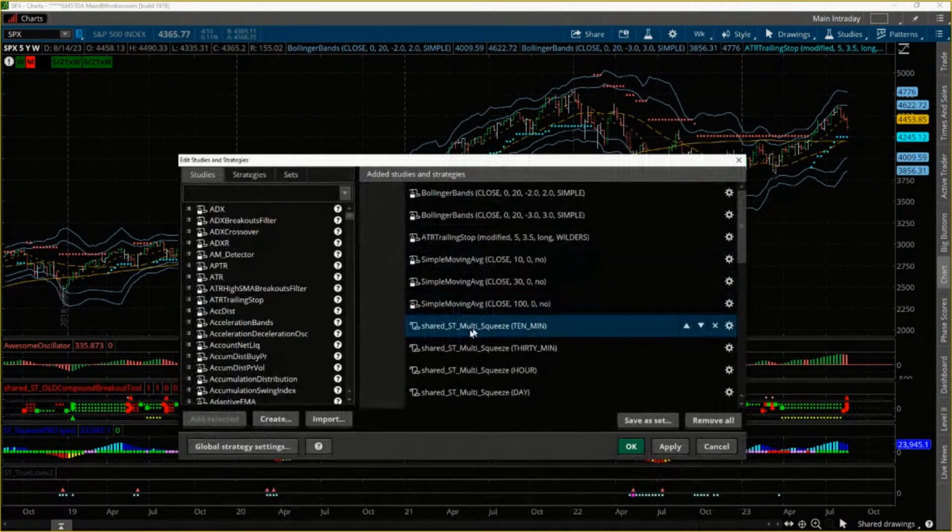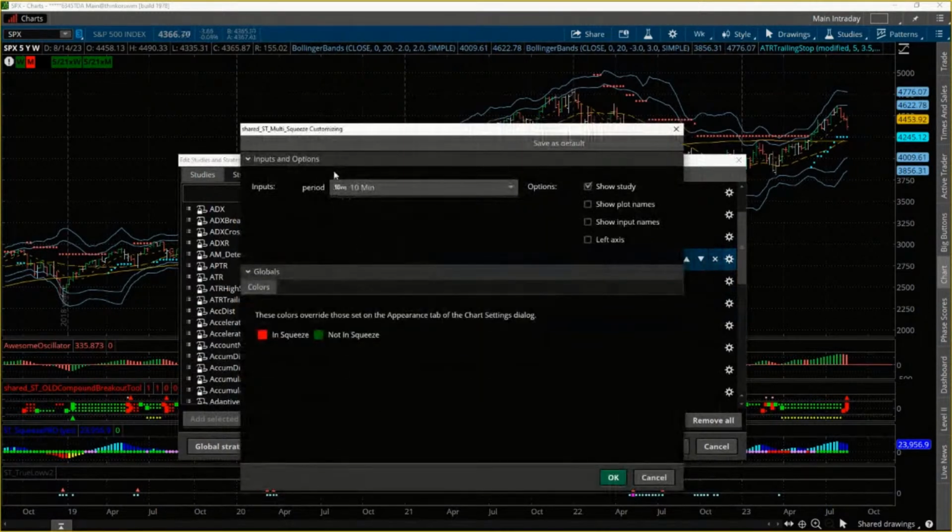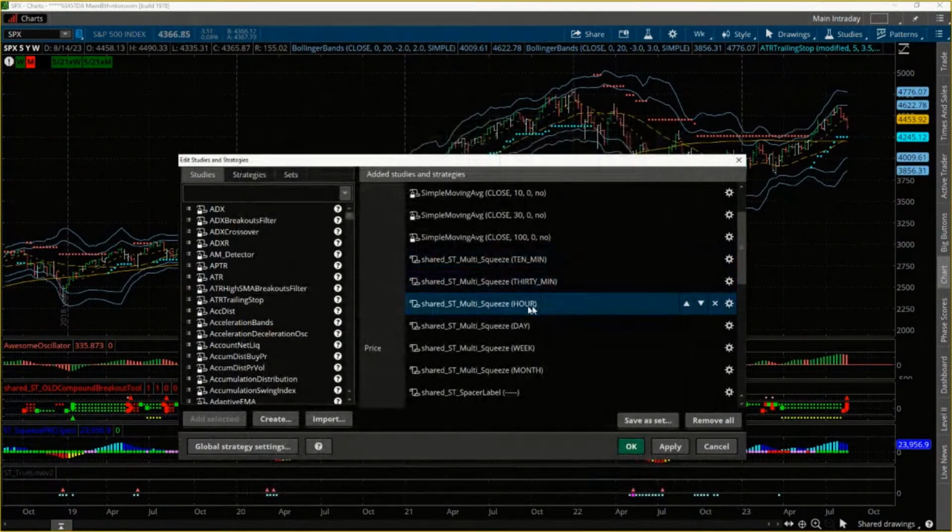We also have, of course, on the top chart here, the multi squeeze indicator. So you can see I have multiple time frames set up. I have one set up on the 10-minute chart, right? I have one set up on the 30-minute chart, the hourly, the daily, the weekly, and the monthly. And those boxes are represented up here in the corner. Now, the multi squeeze indicator is a premium indicator over at Simpler Trading. So it is one that you would need to purchase from us.